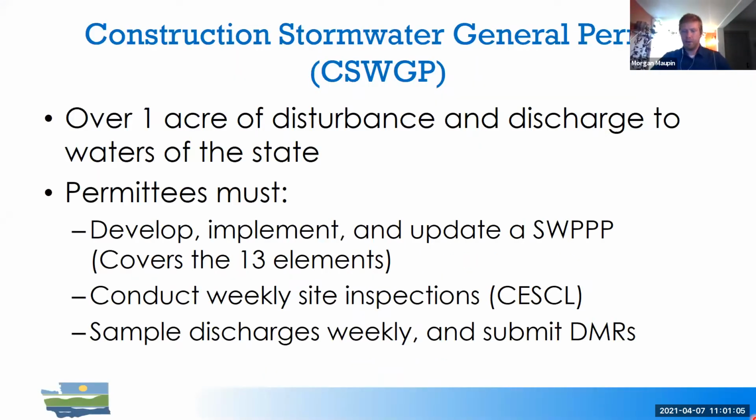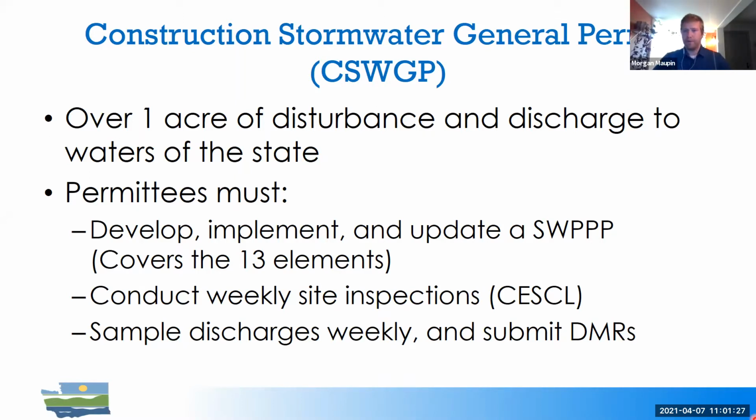The Construction Stormwater General Permit, in general, is issued to construction sites that are 1 acre or larger and discharge stormwater to waters of the state. Occasionally, we require sites that are smaller than 1 acre to get the permit. And sometimes sites that are larger don't have to get the permit, but generally it's that 1 acre size threshold.